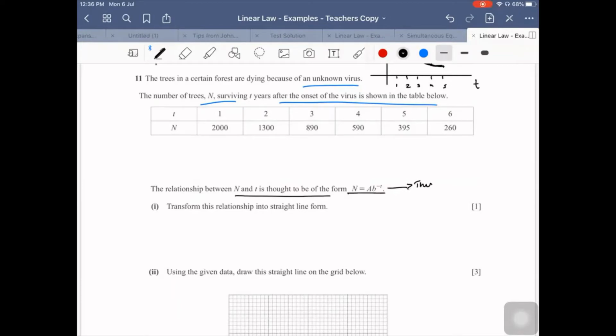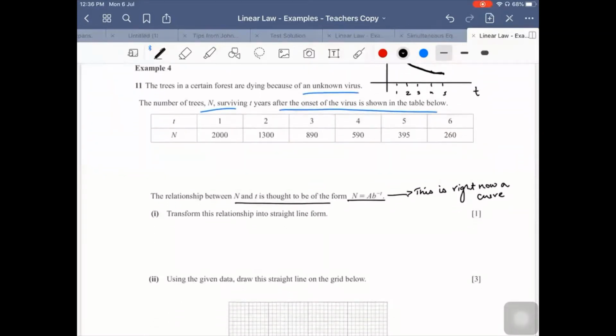You understand that this is right now a curve. This is right now a curve, okay? And what I can do is I can transform it into a straight line. Okay? How am I going to transform it? मैं ln लेता हूँ दोनों sides पे, ये बन गया ln y, ln a plus ln b power minus t. Okay? ये बना ln y, ln a minus t ln b.